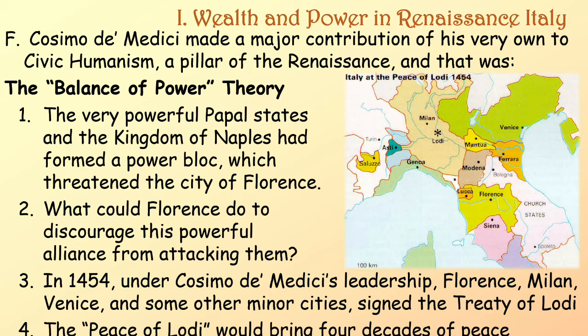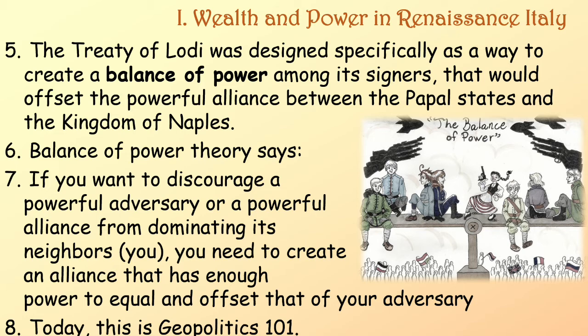In 1454, under Cosimo de' Medici's leadership, Florence, Milan, Venice, and some other minor cities signed the Treaty of Lodi. And the Peace of Lodi that resulted from that treaty would bring four decades of peace. The Treaty of Lodi was designed specifically as a way to create a balance of power among its signers that would offset the powerful alliance between the Papal States and the Kingdom of Naples. And this balance of power theory says this: if you want to discourage a powerful adversary or a powerful alliance from dominating its neighbors, then you need to create an alliance that has enough power to equal and offset that of your adversary. And today, this is Geopolitics 101.